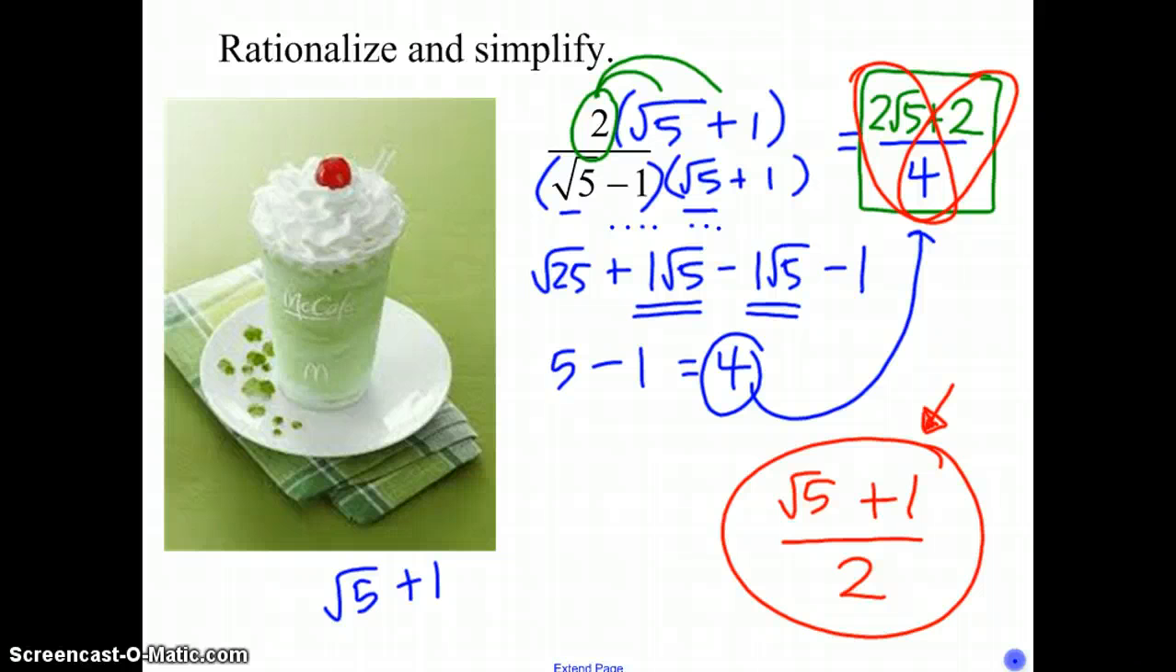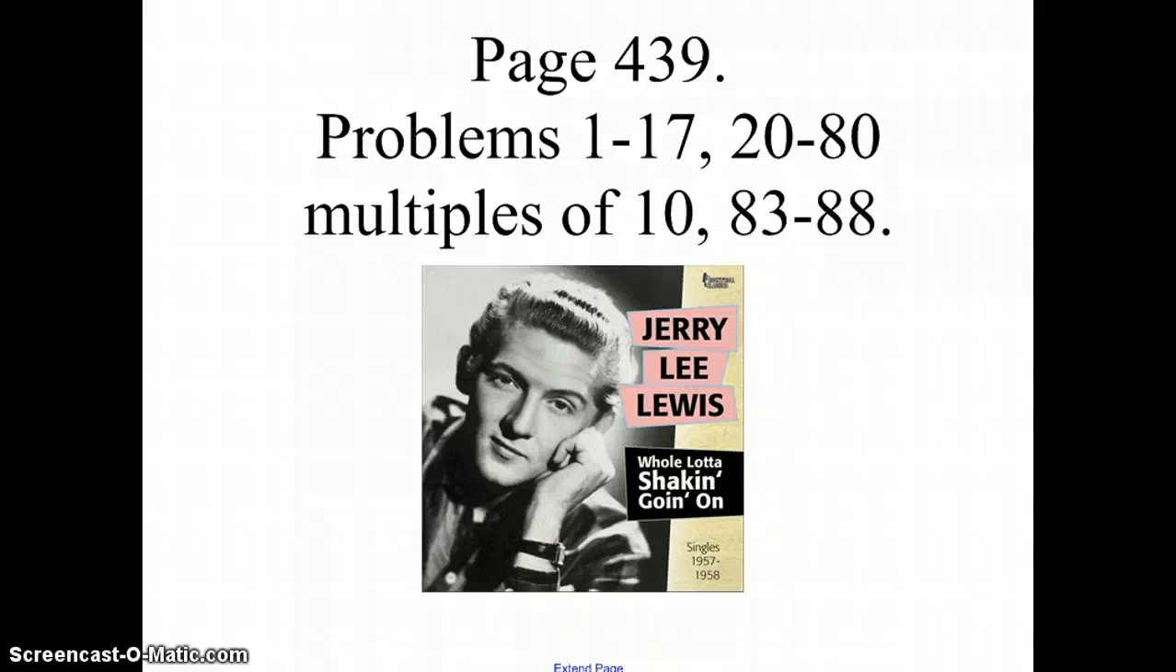Maybe you should celebrate with a shamrock shake. In case you haven't realized by now, the theme of the day was shakes.